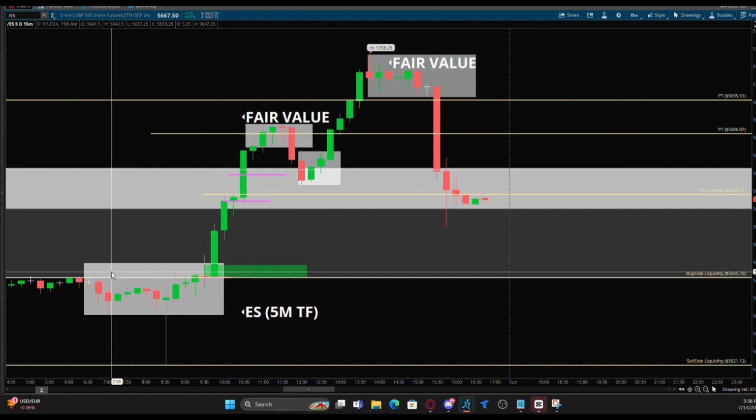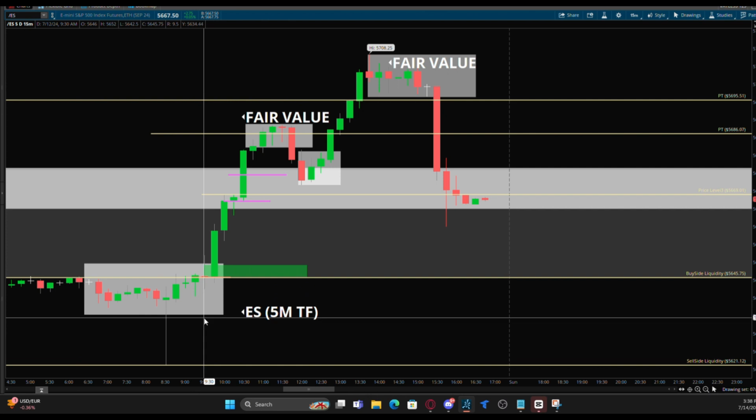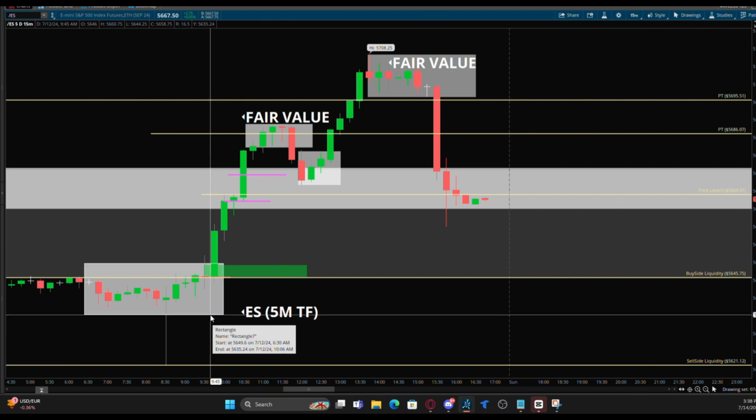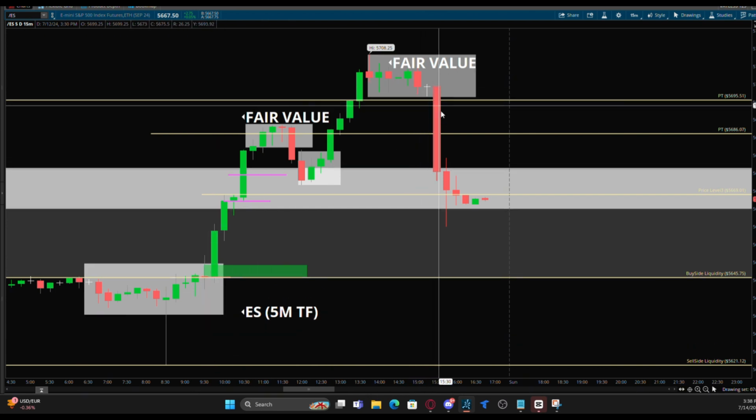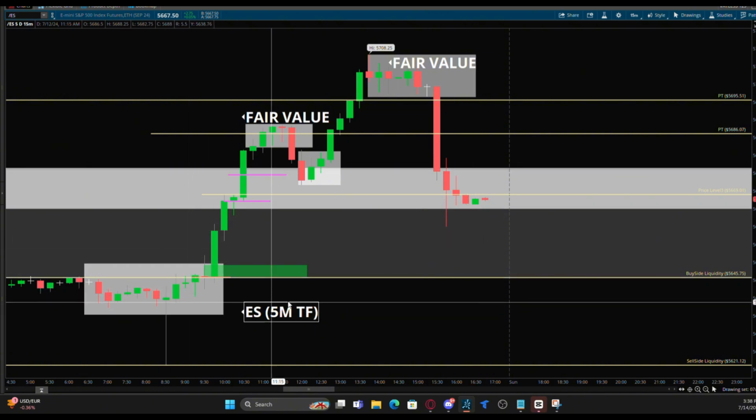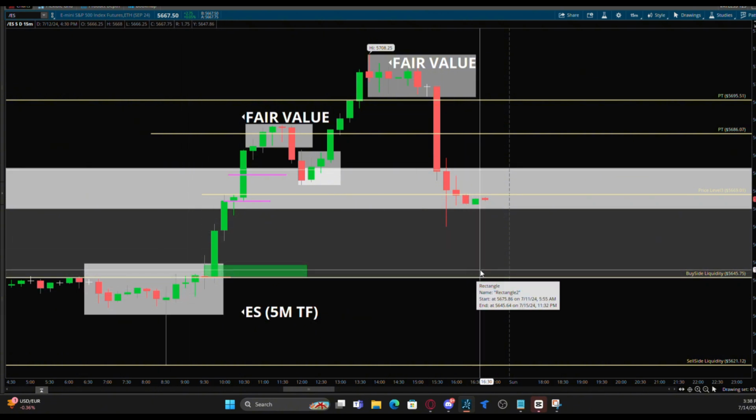Which a lot of times you'll hear this being demand, right? And you'll have this marked up as a green box, right? And then a lot of people will say, and this is a way you can interpret it as well, when price comes down back into that fair value or that demand zone, guess what?